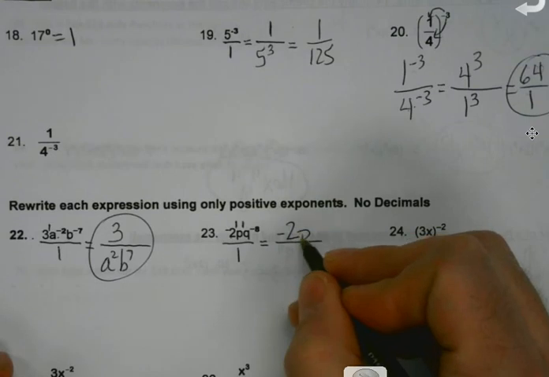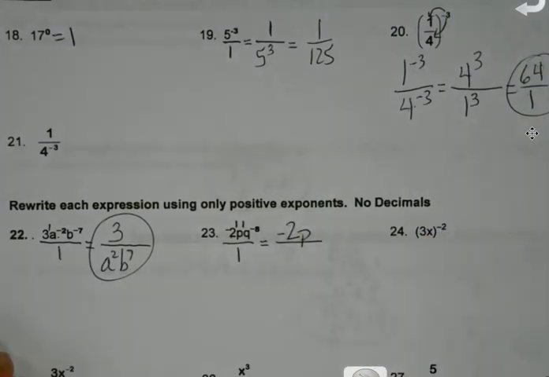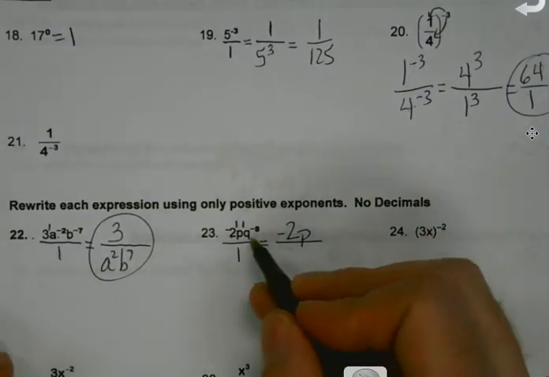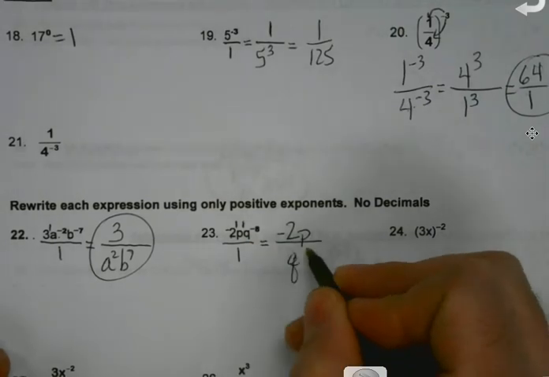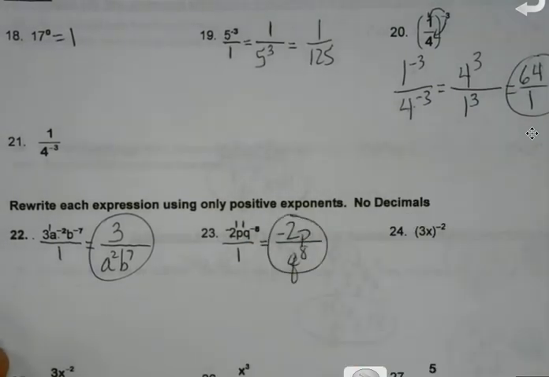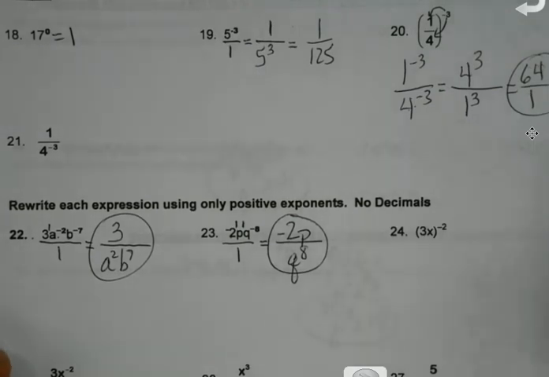No, that has a positive exponent. It has an exponent of 1 if I don't see one. Okay, what about q? Absolutely. Q is going to flip, and I'm done. Okay, so it's little things like that that I sort of have to keep an eye out for.